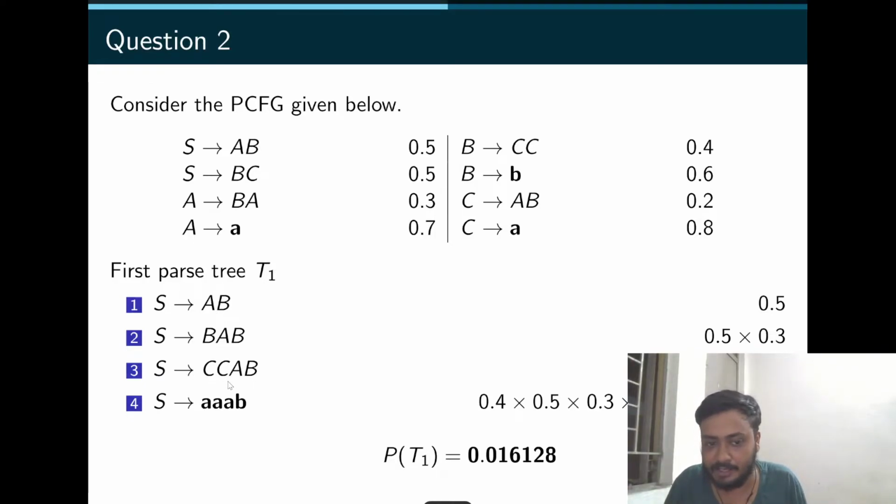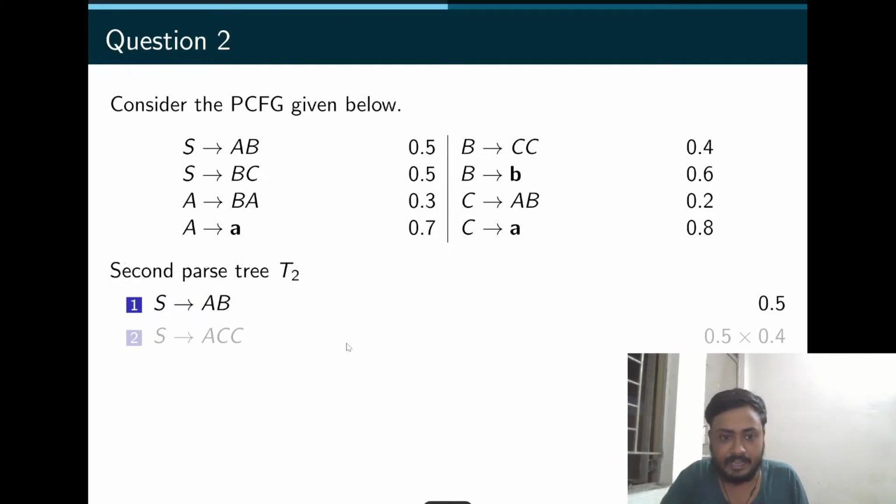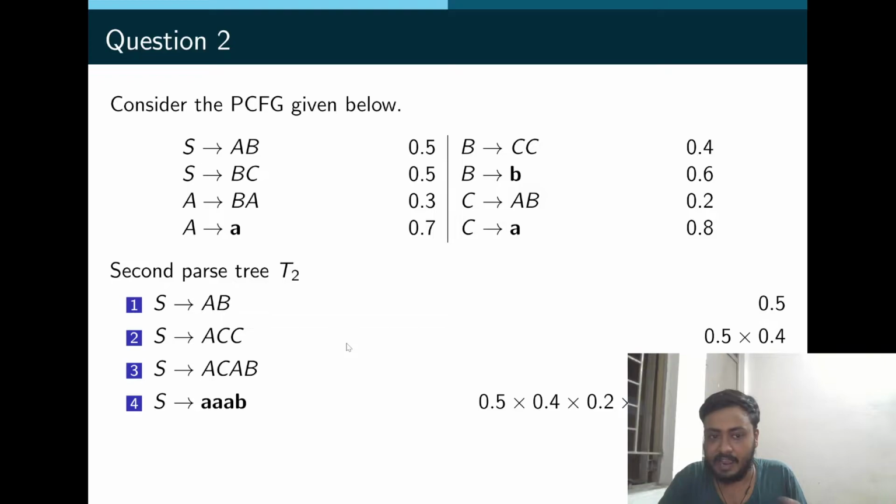This is the only option, and so we get this. The other option was, instead of expanding A gives BA, we can expand B gives CC. So that is the second parse tree. And we have exhausted all the options for that also, because once you apply B gives CC, you get it in this format, ACC. There is no other option but to apply this rule of C gives AB, and then the rest follows. So there is no other option over here. So we have exhausted all the options.